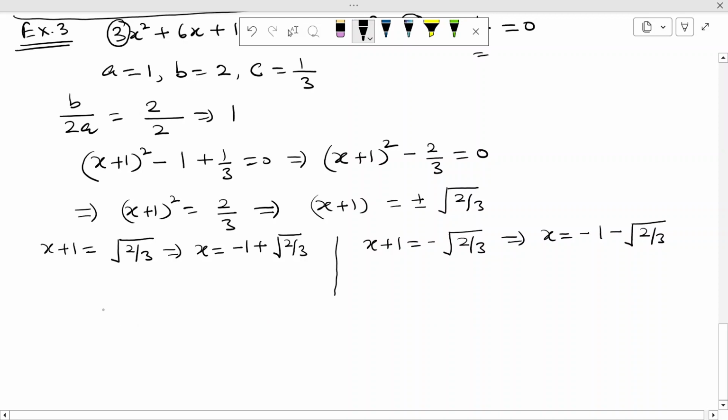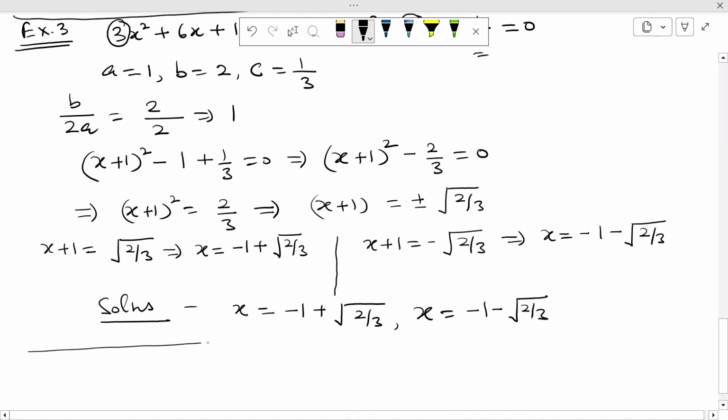Okay, so the solutions of this quadratic equation are x is equal to minus 1 plus square root of 2 by 3 and x is equal to minus 1 minus square root of 2 by 3. So in this way we can use the method of completing the square, and in the coming video we will study some different methods for the solution of a quadratic equation.